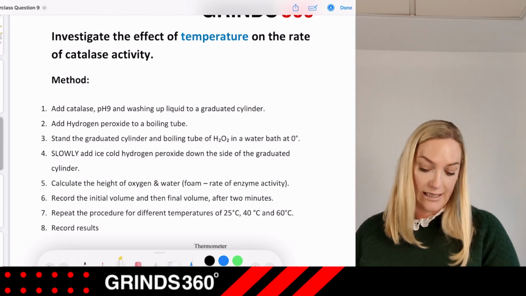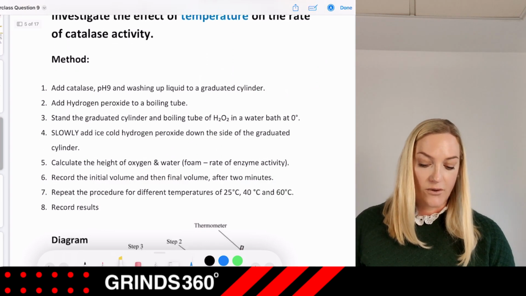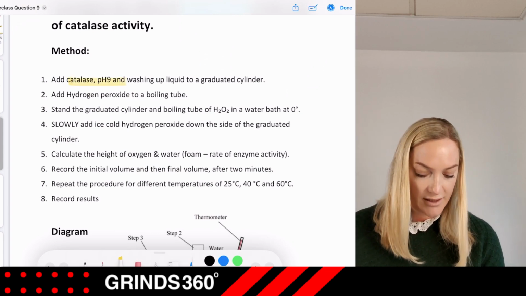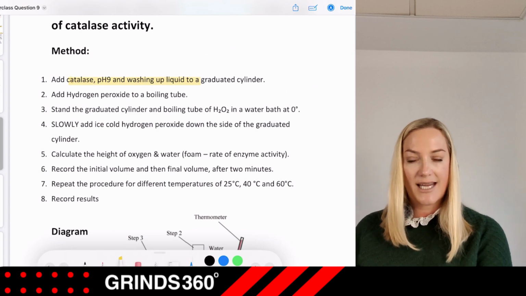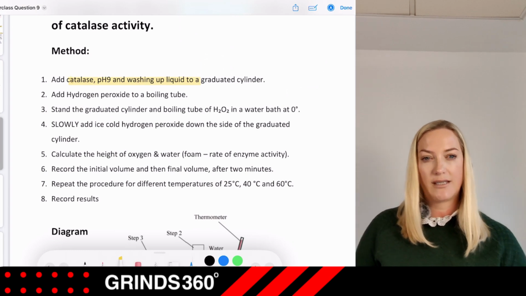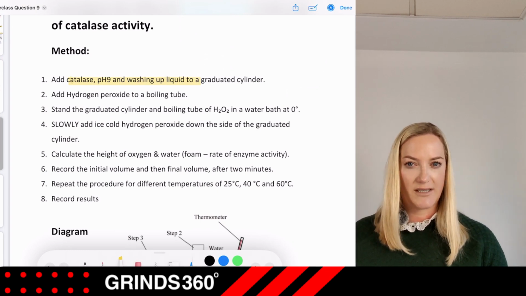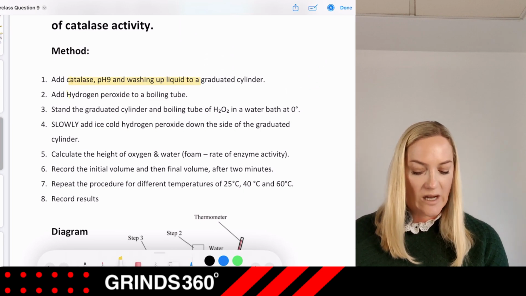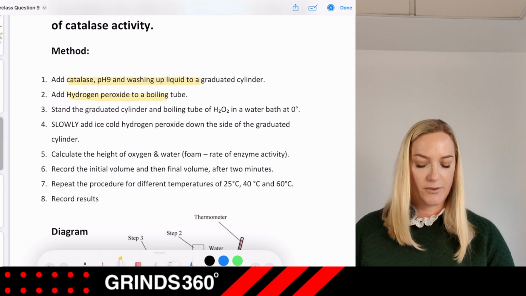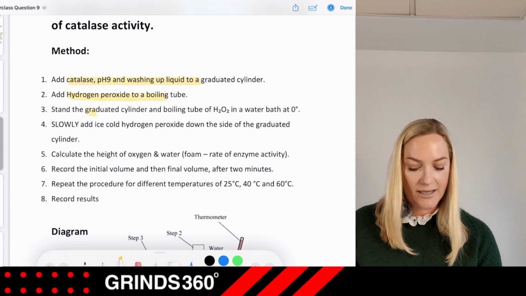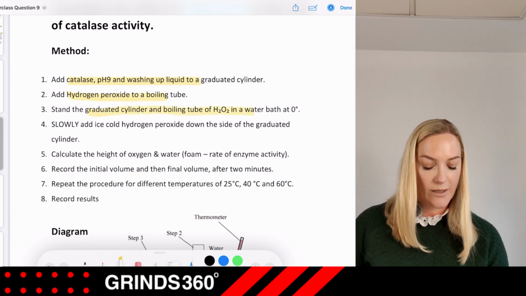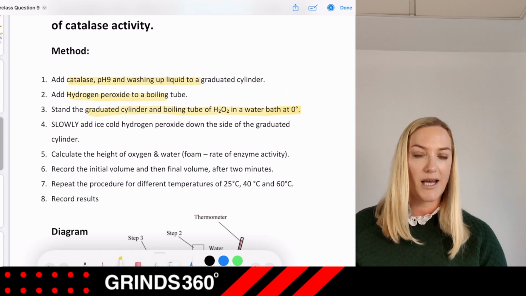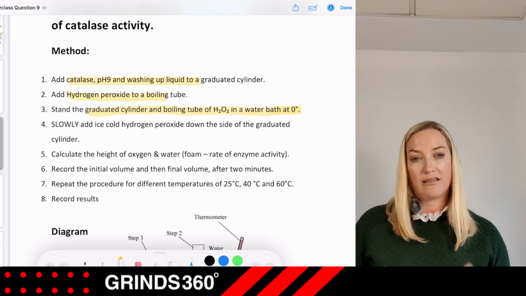If they ask at the end, what's your substrate? So add your catalase, your pH 9, and your washing up liquid to a graduated cylinder. And what's the purpose of your washing up liquid? It's going to trap the oxygen that's being released so it's visible as foam. Our substrate is hydrogen peroxide. The same thing, we're adding hydrogen peroxide to a boiling tube. We're going to stand our graduated cylinder and the boiling tube in a water bath at 0 degrees. So I would do 0 degrees first. That's my ice bath. So I would have got a basin of either ice and a bit of water.